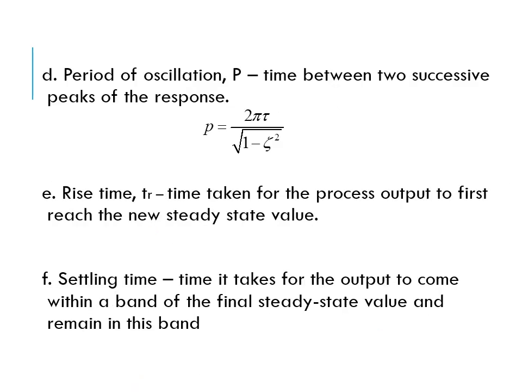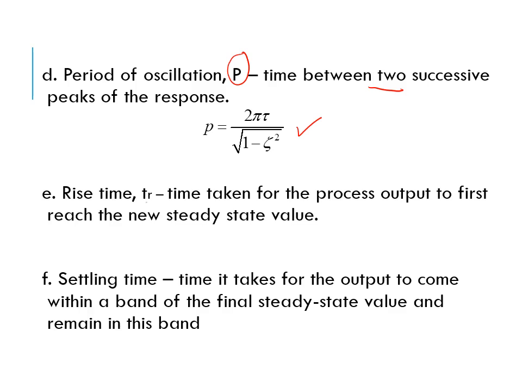And then a value of P, which is the period of oscillation. Period of oscillation is defined by time between two successive peaks of the response, and it is given by this equation. P equal to 2 pi tau divided by square root of 1 minus lambda square.